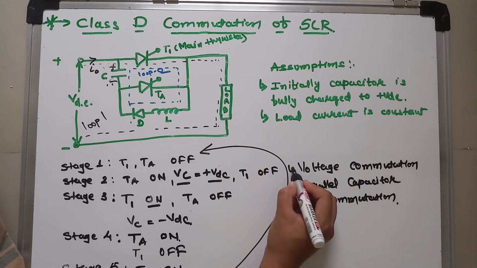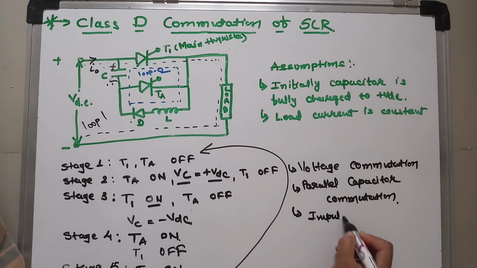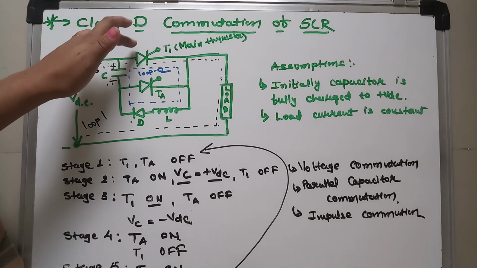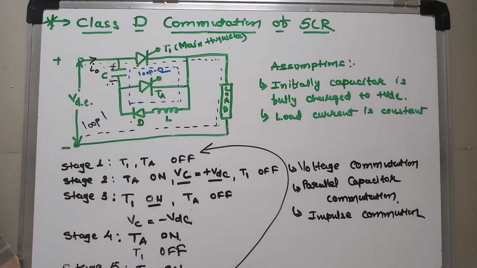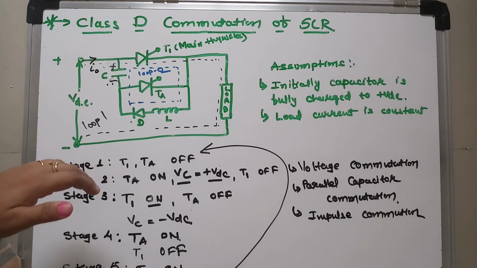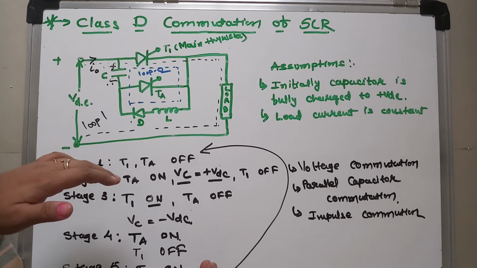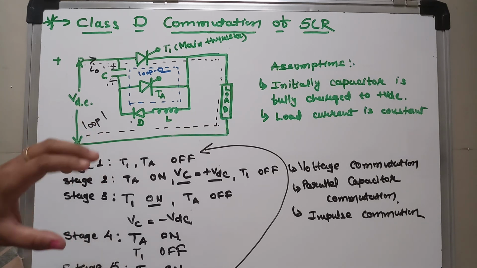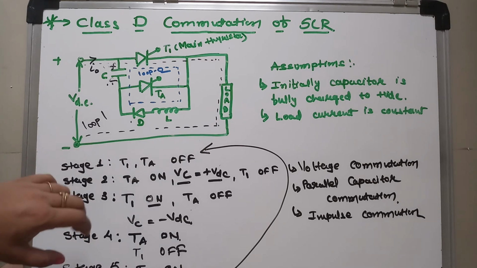And class D commutation is also referred to as impulse commutation, as the main thyristor is turned off by applying an impulse gate pulse to the auxiliary thyristor, so the name given is impulse commutation. And class D commutation is also one of the forced commutation methods, and in a forced commutation method the thyristor is forced to turn off by using an external commutation circuit. Hope you understood.